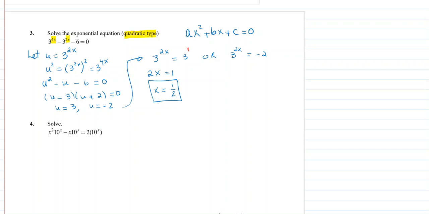There's no way you can raise 3 to a real number power and get negative 2. So this one doesn't have any solutions. The only solution to this equation is x equals 1/2.